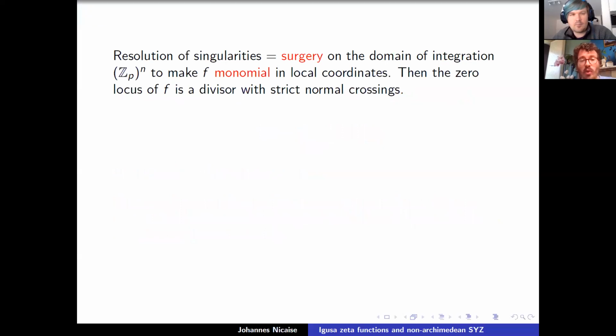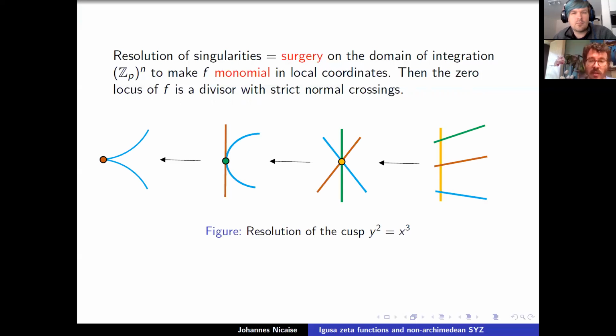So, resolution of singularities here can be viewed as some kind of surgery that we perform on the domain of integration to make the polynomial f monomial in local coordinates. And geometrically, it means that after this surgery, the zero locus of f becomes a divisor with strict normal crossings. So we can look at an explicit resolution again. I mean, for all of you, this will be quite familiar, but just to keep a picture in mind.